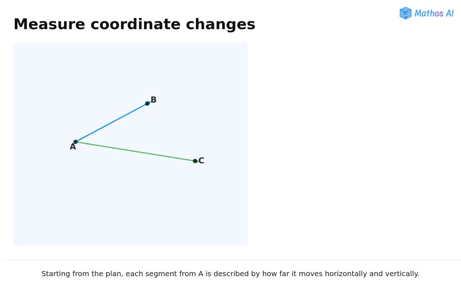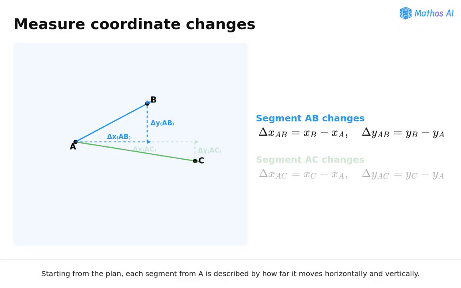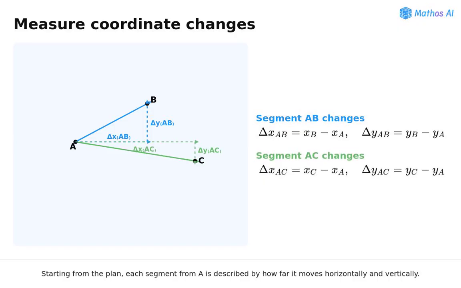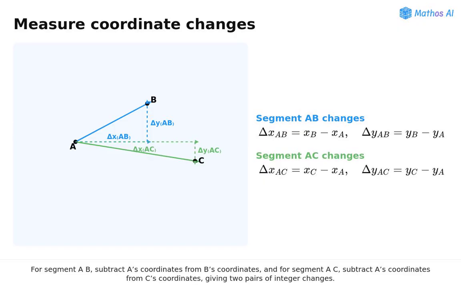Starting from the plan, each segment from A is described by how far it moves horizontally and vertically. For segment AB, subtract A's coordinates from B's coordinates, and for segment AC, subtract A's coordinates from C's coordinates, giving two pairs of integer changes.